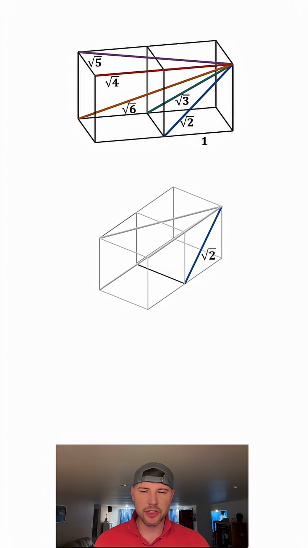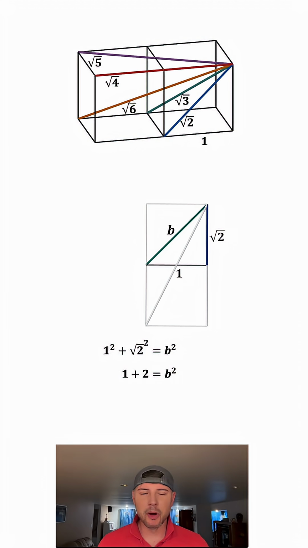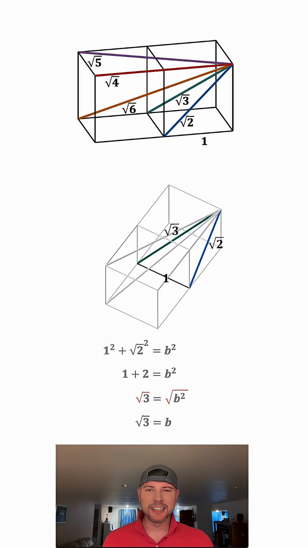And let's focus on this right triangle here. This side is still equal to square root of 2. This side will be equal to 1. And we'll call the hypotenuse b. So then we'll have 1 squared plus square root of 2 squared equals b squared. That ends up being 1 plus 2 equals b squared. And that'll be 3 is equal to b squared. And then after we square root both sides, we get b is equal to square root of 3. And that takes care of this one.